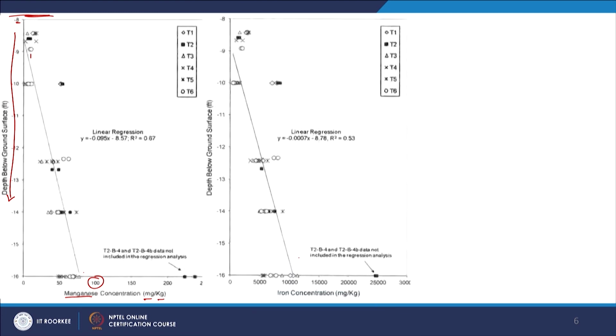Here we are looking at iron, and here it is Fe2+, the ferrous iron. And as you can see, again the same trend: as you go down, away from the surface of the soil, the iron concentration is increasing. But keep in mind that here the scale is different. The maximum ferrous iron concentration is around 10,000 milligrams per kg of soil, whereas for manganese it is around 100 milligrams per kg of soil.